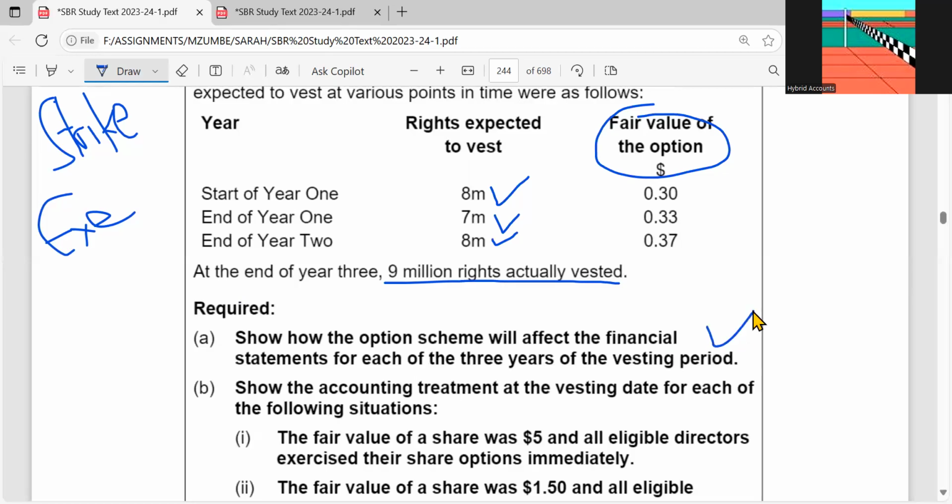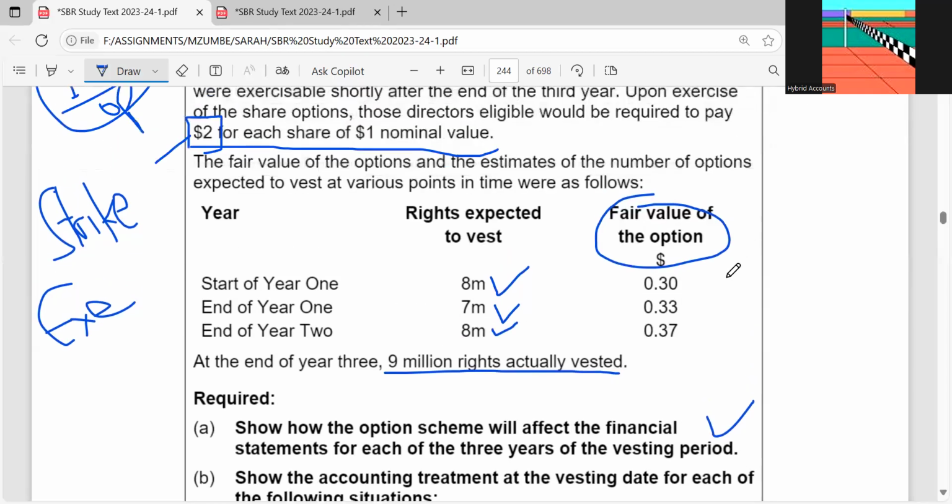So it's just the same as we did before. We'll start with the first one. Listen, we have year 1, we have year 2, but also we have year what? Year 3, right? For year 1, what are you going to do? We said you take the total number of options per employee times number of employees. But now we do not have the options per employee. We already have the total. And we are told here, rights expected to vest.